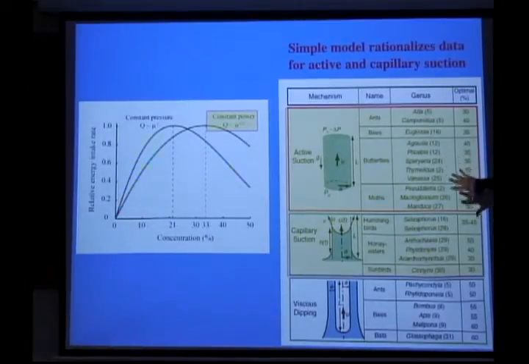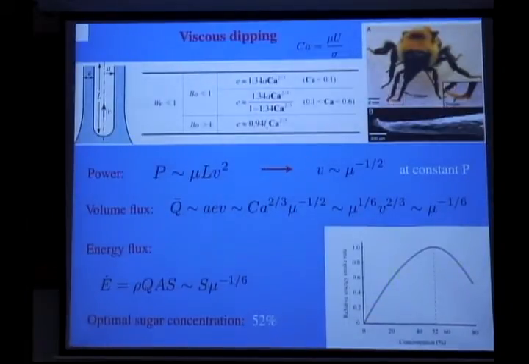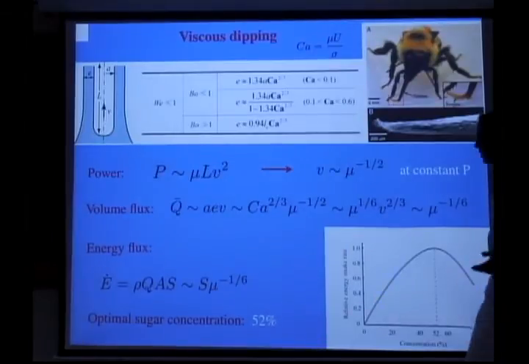So if you say that the rate of work being done is constant, and they're trying to optimize the energy intake, then we can rationalize 33%, which is not far from what one sees. And then viscous dipping, so we should be able to do the same thing here.